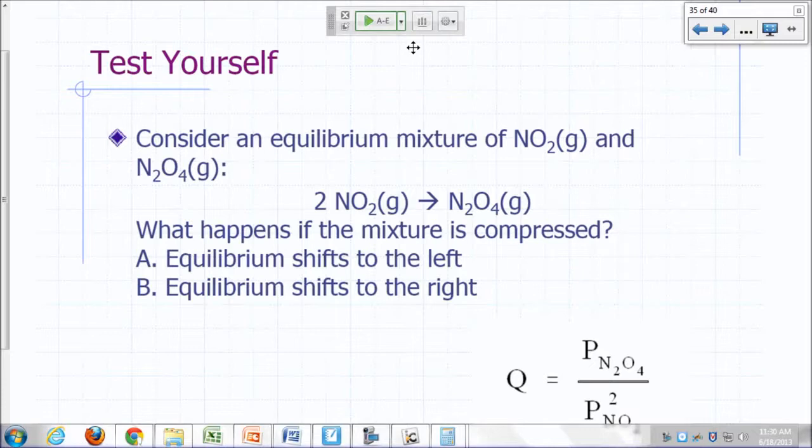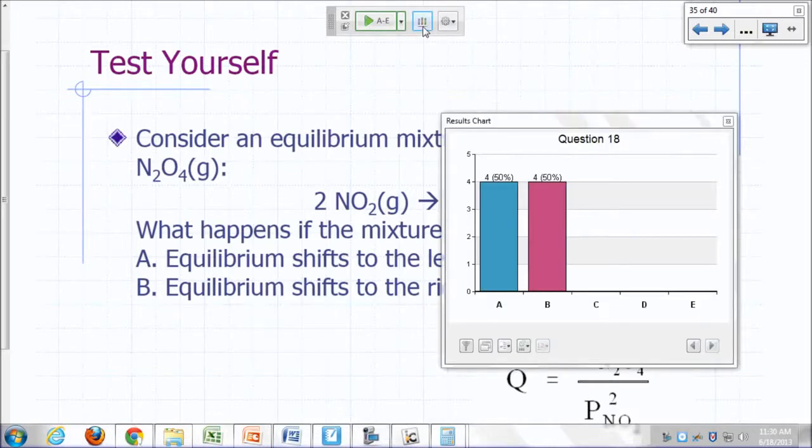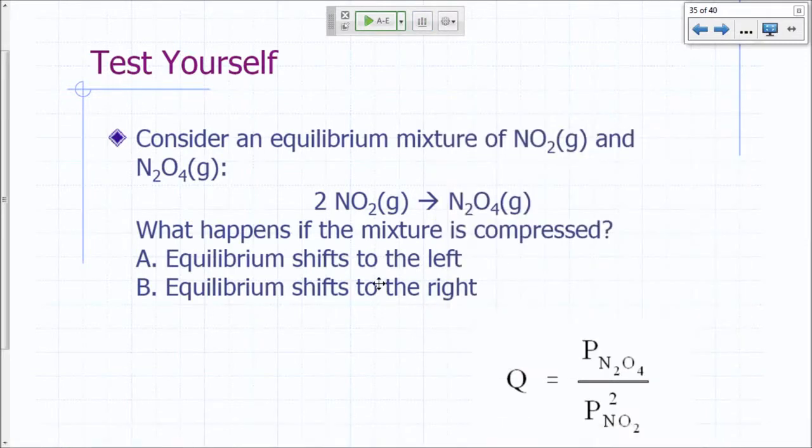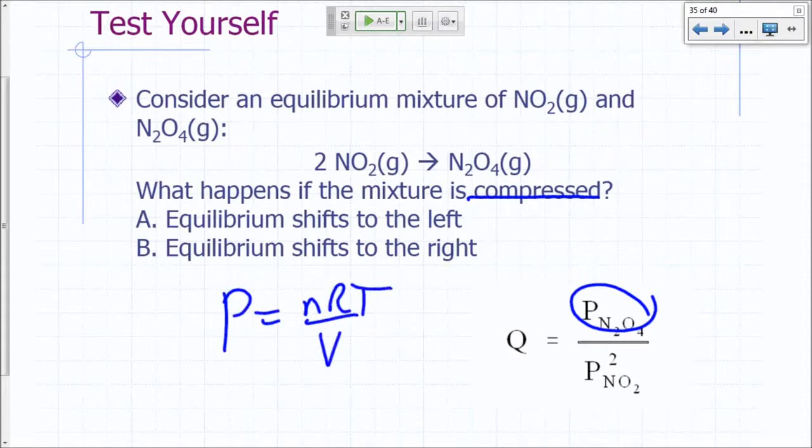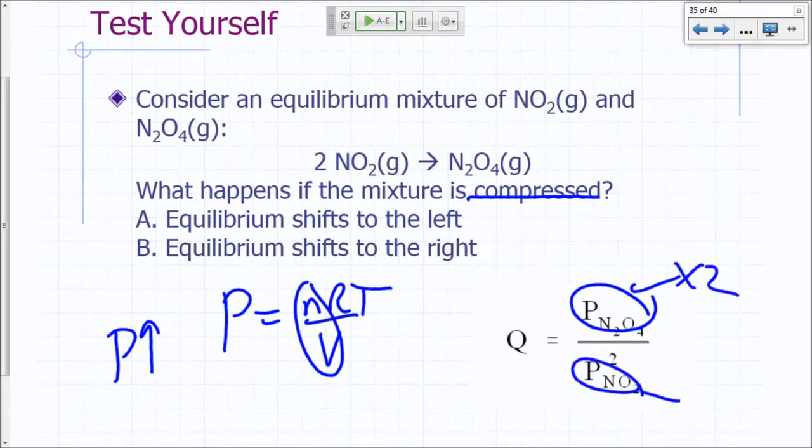What happens to your pressure if you compress? Pressure is equal to nRT over V, right? So what happens is the volume gets smaller. Smaller volume, smaller denominator, pressure increases, right? So let's say this is doubled and this is doubled, just for illustration purposes.